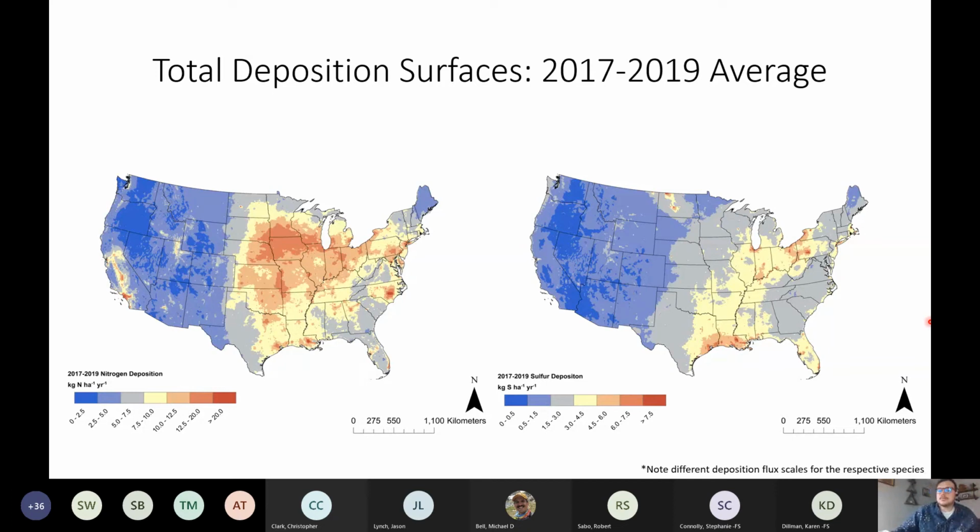So here we have the 2017 through 2019 average nitrogen and sulfur deposition. Note the different scales between the two. You can see that sulfur deposition is much lower than nitrogen deposition. And you can also see this agricultural impact from reduced forms of nitrogen deposition out here in the Midwest. And mostly everything that I'll be talking about from this point forward is going to be using these 2017 through 2019 average deposition maps.